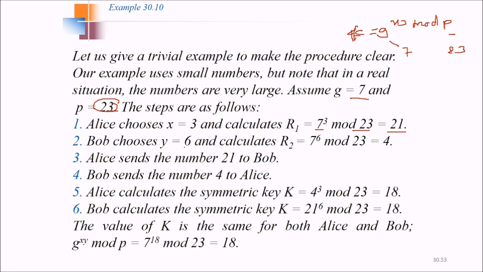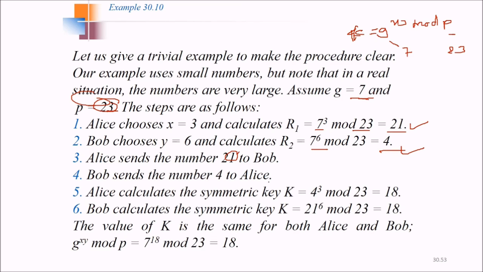Now Bob chooses y to be 6. So how to calculate? You know that this G is 7. So 7 to the power 6, and we take mod with P. What will it be? 4. So Alice sends the number 21, which is what we have got here, to Bob. And Bob sends the number 4 to Alice.